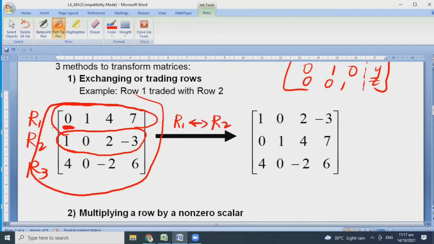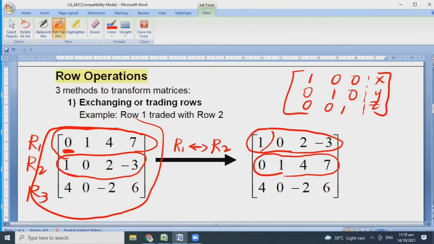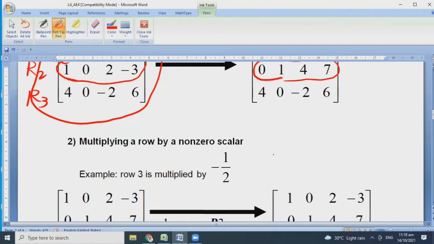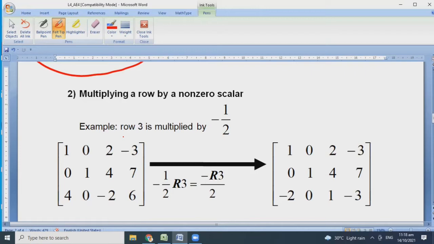So, it means the entries of row 2, which are 1, 0, 2, negative 3, went to row 1. And then the entries of row 1, which are 0, 1, 4, 7, went to row 2. So, it means I obtained already what I want to obtain, which is 1 here in our first column, first row. Okay? Next one. Also, you can apply this row operation, multiplying a row by a non-zero scalar.